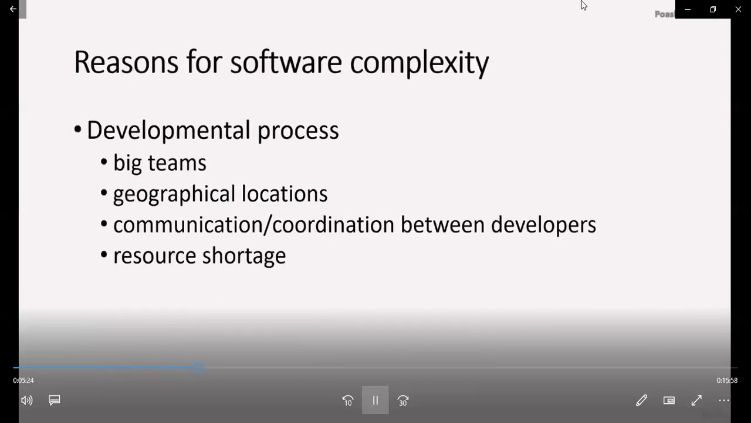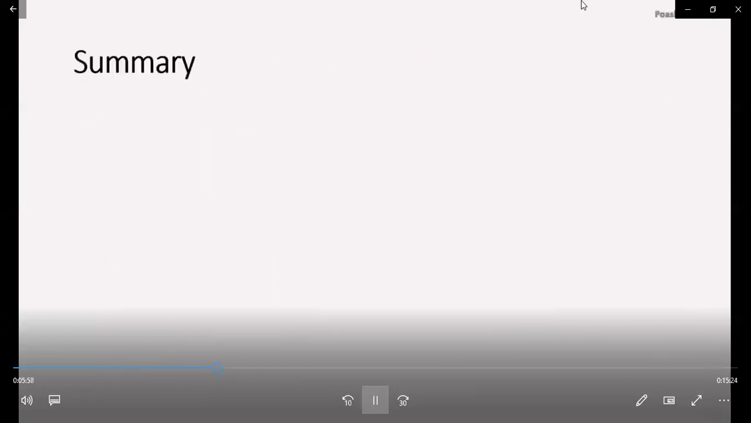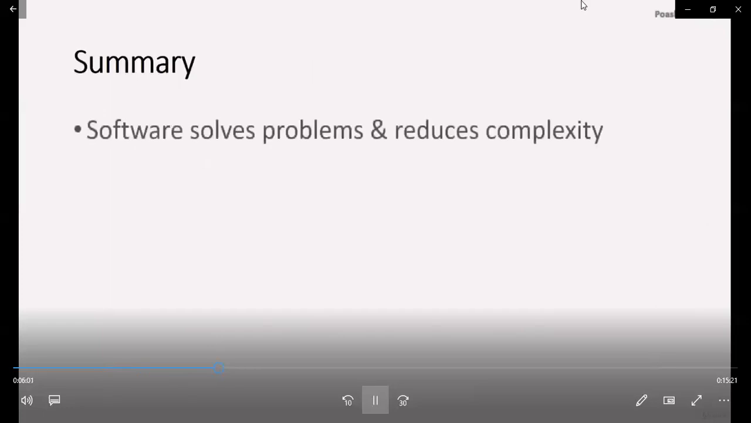The other reason for this is that it is difficult to manage the overall development process of the software. The reason is that most software is written by teams, and the teams may be spread out over different geographical locations, and this may lead to problems of communication and coordination between the developers. And obviously, when the number of developers increases, the communication becomes more complex between them. This problem may also be aggravated by the fact that some of the resources may leave in the middle of the development process, leading to resource shortage.